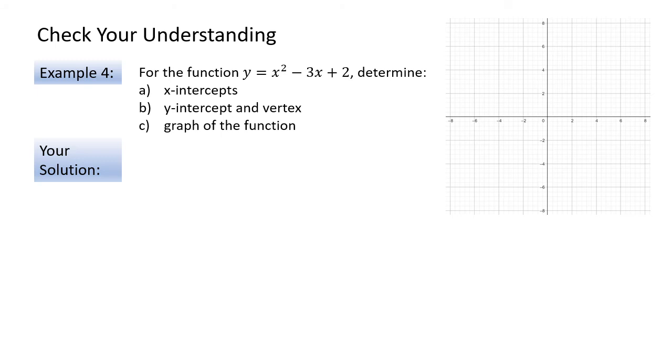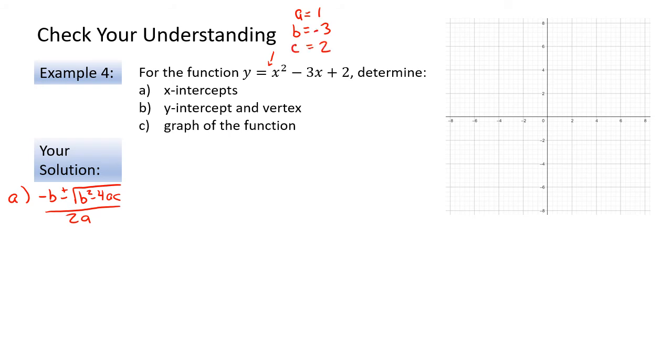So starting with part A, okay, remember again, to find the x-intercepts, it's using the quadratic formula, which is negative b plus or minus the square root of b squared minus 4ac divided by 2a. So in this case, we have a is equal to 1, the coefficient behind x squared. B is equal to negative 3, the coefficient behind the x term. And c is the constant, which is 2.